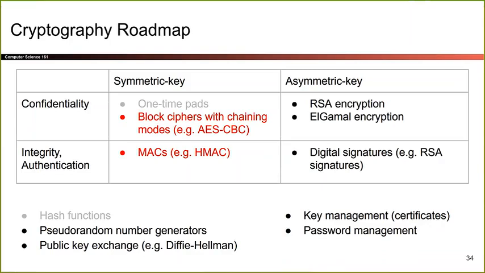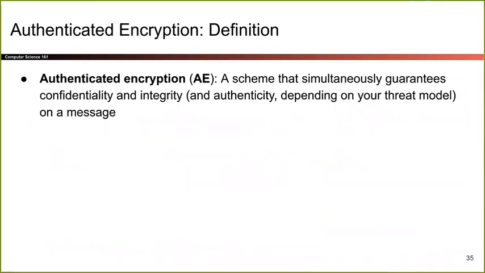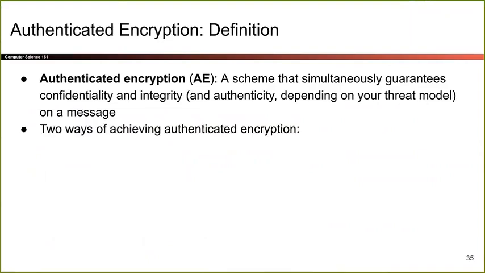I want to have all of them. I don't want to have to pick. So the last goal for symmetric key is some combination. When you combine them, it gets a new vocab word. It's called authenticated encryption. And this is a scheme that gives me confidentiality and integrity and, depending on your threat model, because of what we talked about earlier, authenticity. So I can have all of them together now.